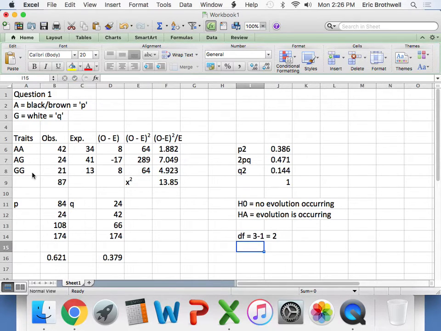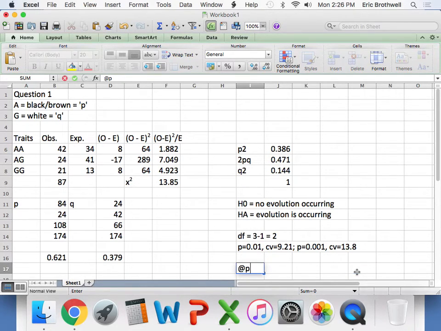So if I let P equal 0.01, my critical value turns out to equal, I look on the table, 9.21. If I pick it to equal 0.001, my critical value equals 13.8. So if I do this, I'm going to get 2 different answers. At P equals 0.01, chi-squared exceeds the critical value, so we reject the null and accept the alternative.